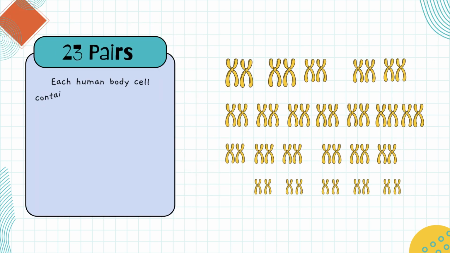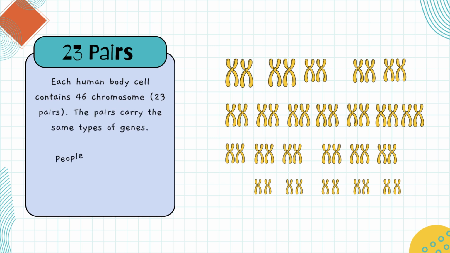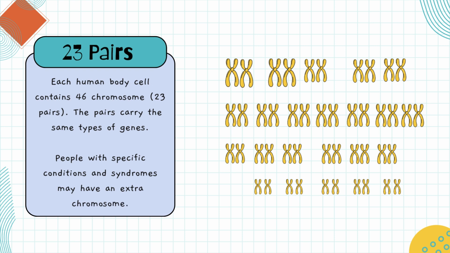One of the most astounding facts about human genetics is the organization of our chromosomes. Every human cell, except for certain specialized cells, contains 46 chromosomes arranged neatly into 23 pairs. These pairs are more than just matching sets. They carry the same types of genes, ensuring consistency in the genetic instructions across our cells. Interestingly, variations in this pairing, such as having an extra chromosome, can result in specific conditions or syndromes, highlighting the delicate balance that exists in our genetic makeup. This organization is a testament to the precision and complexity of life.